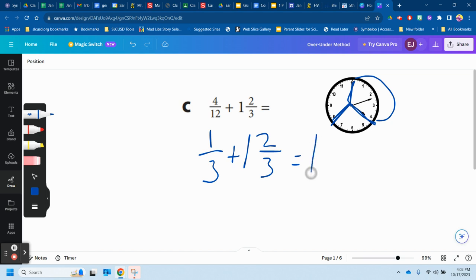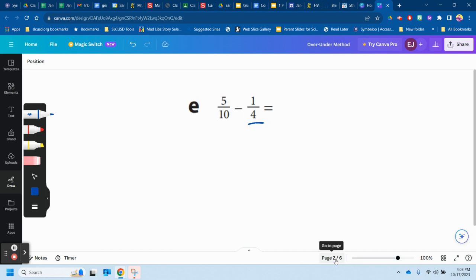Let's add the ones. We get 1 3/3. So we have all 3/3. It equals 1 whole, or in the clock case, 1 whole hour. So the answer simplifies to 2. So 3/3 is the same as 1, so we just rewrite that. And we'll get more into improper fractions, or fractions that represent numbers larger than 1, as we move on.